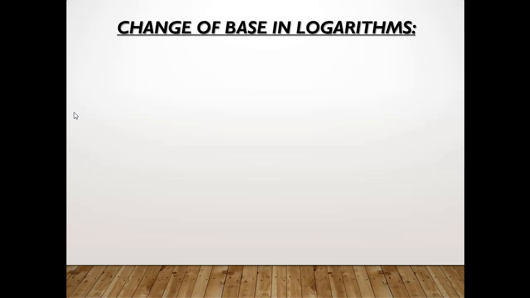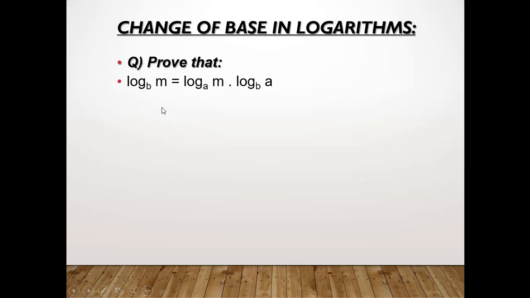Okay, our next topic is change of base in logarithms. As you see, we are given a statement that log to base b of m is equal to log to base a of m dot log to base b of a. So we have to prove this statement. If we observe, we have two logarithms with the same base b on the left hand side and on the right hand side. So we have to take a third value, like log a to base m.